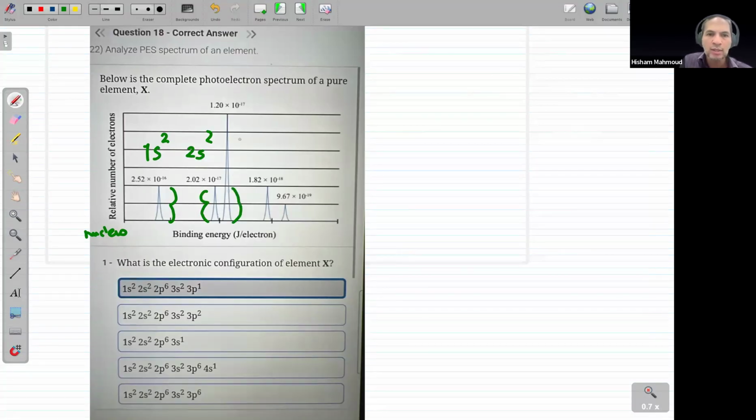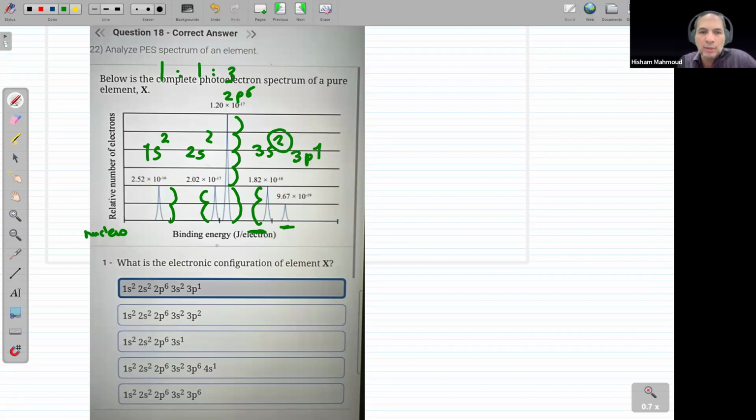1, 2, 3, 4, 5, 6. The ratio is 1 to 1 to 3. So that's 2p6. It doesn't take much smartness to know that this is 3s2. And if this one is half this one, and this contains 2 electrons, so this should be 3p1. That's very easy, mister. The ratio is 1 to 1 to 3 to half. So that's 2 electrons, 2 electrons, 6 electrons, 1 electron. Did I miss 2? Yes, this one, 2.